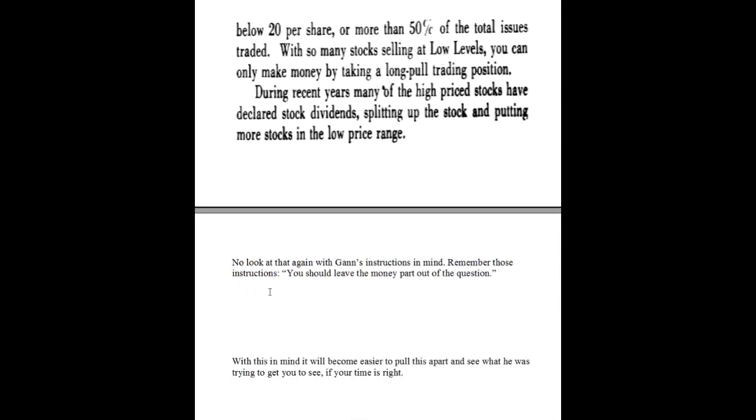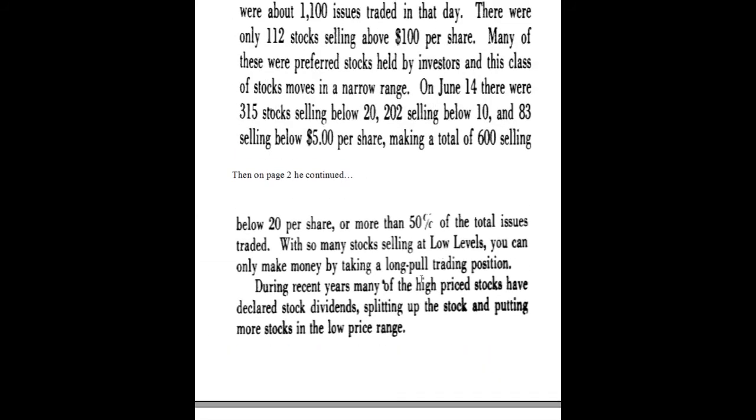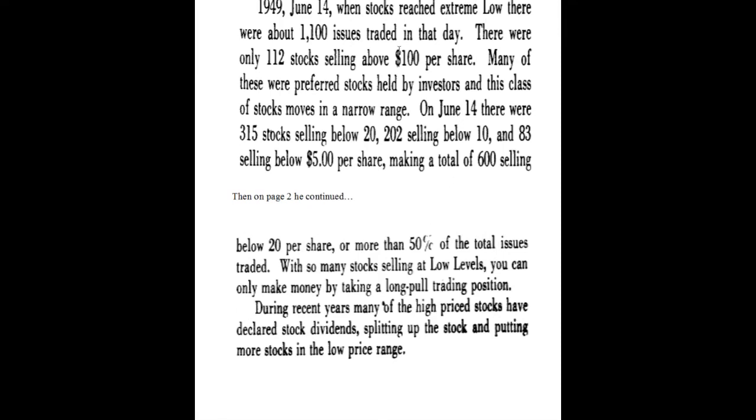Now look again with Gann's instructions in mind. Remember those instructions: you should leave the money part out of the question. So if we go and reread this, we see that he gives $100 per share here as a number. Then when he repeats the date, June 14th, we see that he gives the number 20 and the number 10 without a dollar sign. And then he gives 83 selling below $5 per share. In other words, he uses the dollar sign again.